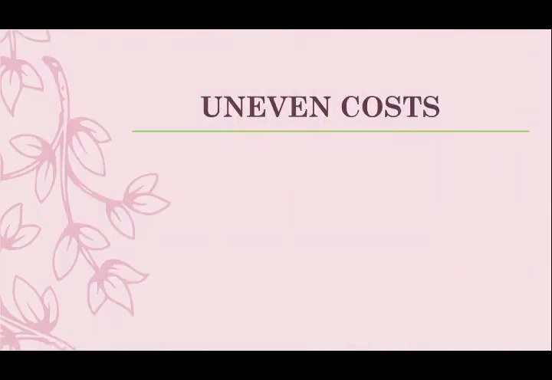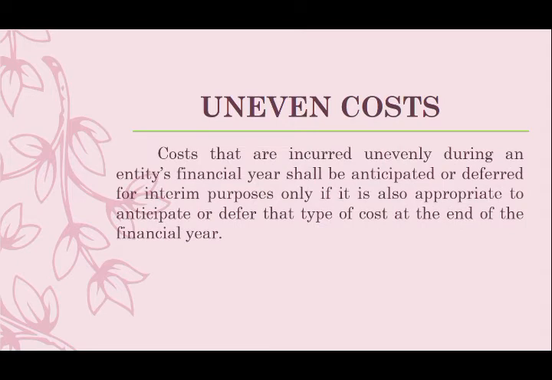Now, uneven costs. Costs that are incurred unevenly during an entity's financial year shall be anticipated or deferred for interim purposes only if it is also appropriate to anticipate or defer that type of cost at the end of the financial year. For example, a provision for warranty is recognized at interim date because the entity has no realistic alternative but to make a transfer of economic benefit as a result of an event that has created a legal or constructive obligation.